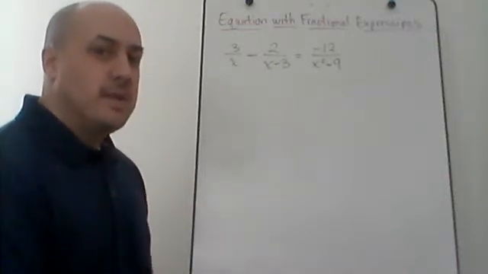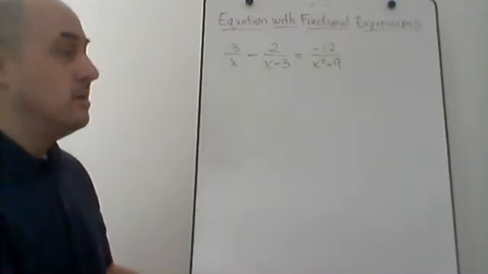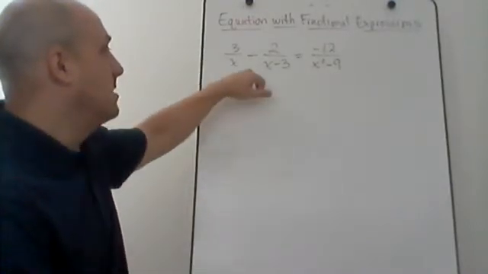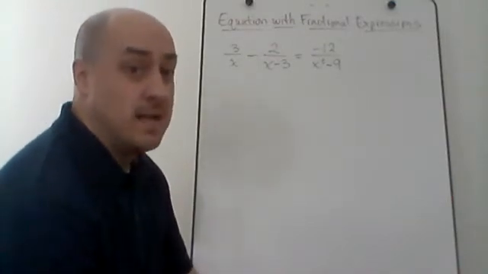Alright, in this video we're going to take a look at an example of solving an equation that involves fractional expressions. The equation we have is 3 over x minus 2 over x minus 3 equals negative 12 over x squared minus 9.